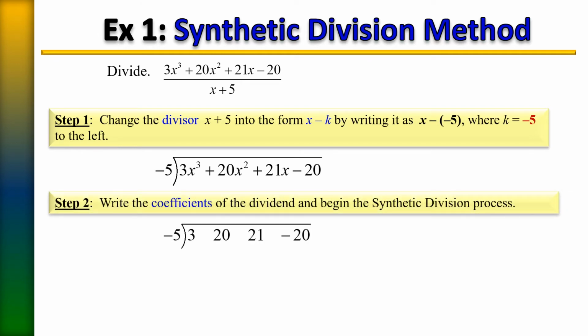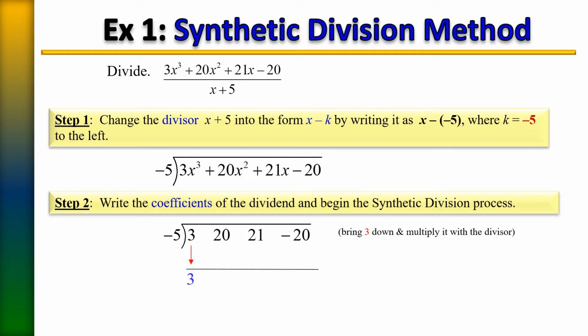Now that we have that in the correct form, we can begin the synthetic division process. The synthetic division process will always be add and multiply, add and multiply. Another way to think of it is bring down, multiply, bring down, multiply, because you will be doing those methods repeatedly. So here we go. Step 1. Bring down your first term.